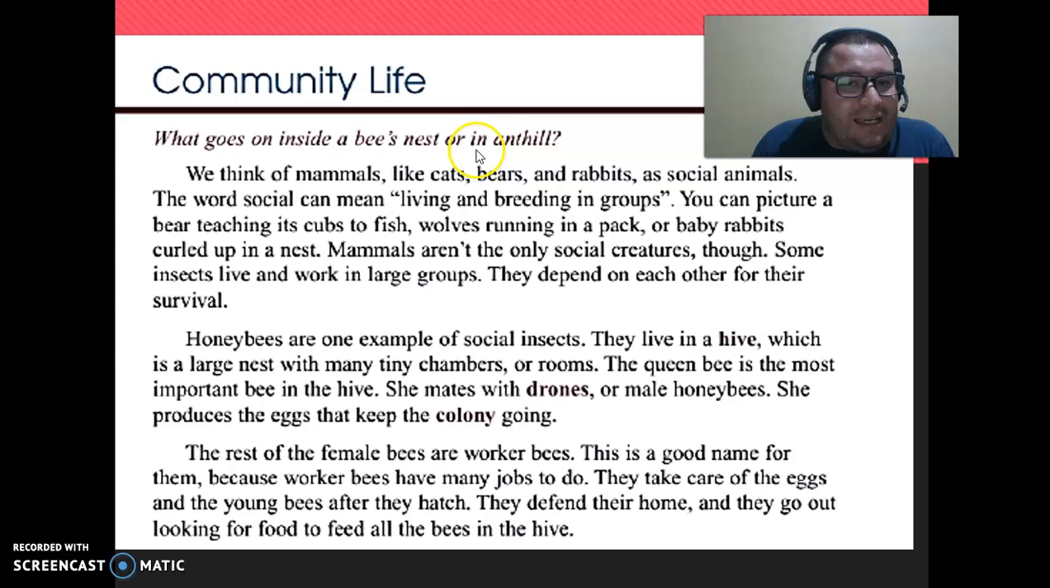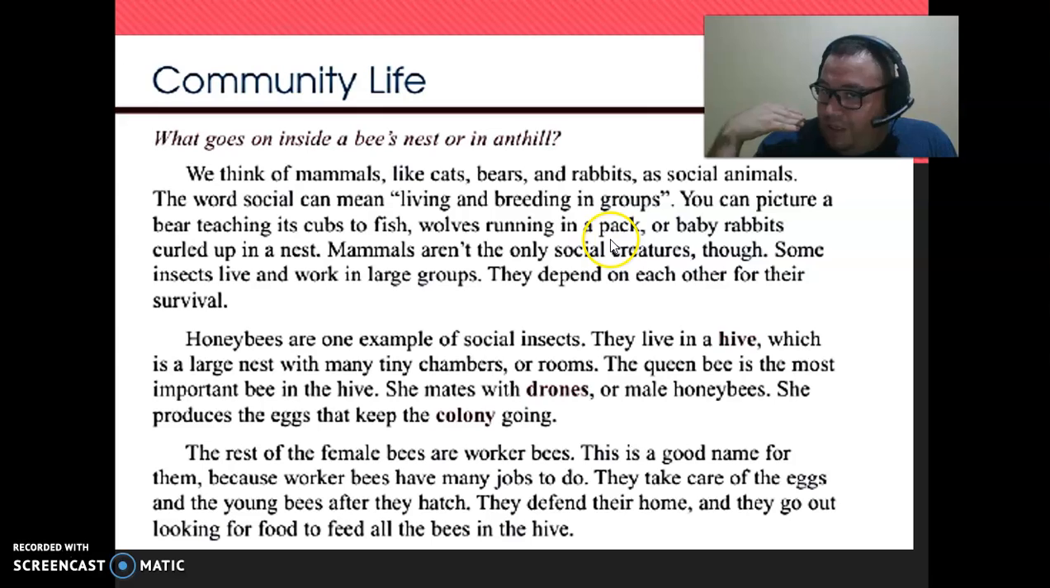What goes on inside a bee's nest or in an anthill? Anthill, as the name says, comes from ants, right? So we think of mammals like cats, birds, and rabbits as social animals. The word social can mean living or breeding in groups. Correct. This is one of the definitions of social animals. You can picture bears teaching their cubs to fish, wolves running in a pack, or baby rabbits curled up in a nest. Mammals are not the only social creatures.